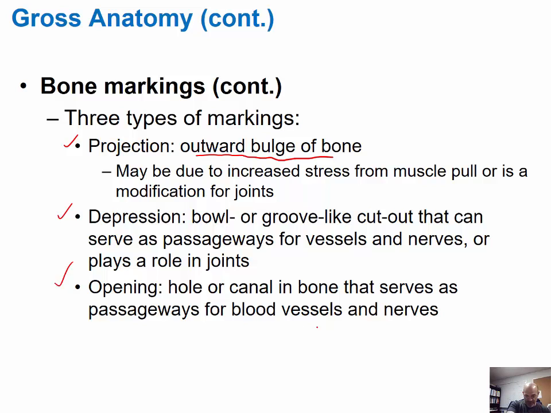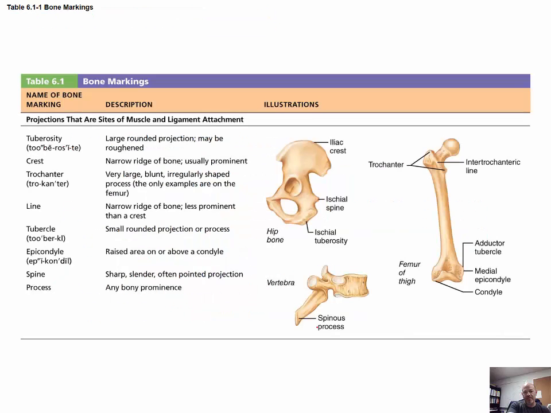The next couple of slides are going to look at specific examples and very specific names for certain bone markings. These are things, again, that we've seen or will see in the lab. So this particular part of the table is going to cover projections. Okay? And the first one is just tuberosity. And so a tuberosity is going to be a large rounded projection, and it may be roughened.